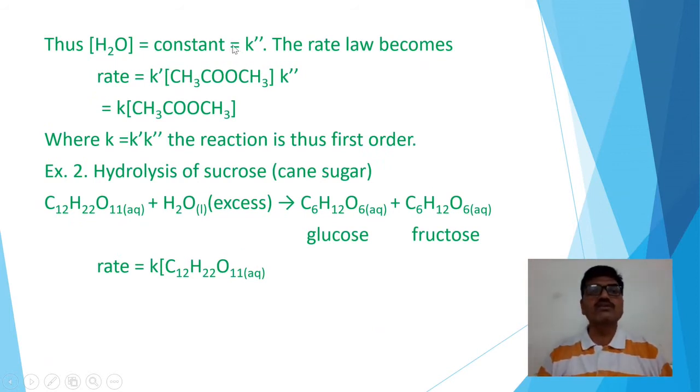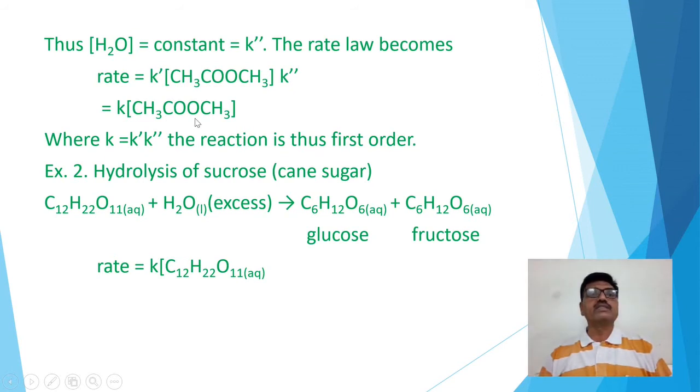By putting another constant, that is K double dash, the rate law becomes rate is equal to K dash into K double dash into CH3COOCH3. Or by substituting another constant K instead of K dash and K double dash, we will get rate is equal to K into molar concentration of CH3COOCH3, where K is equal to K dash into K double dash. The reaction is thus a first order reaction.